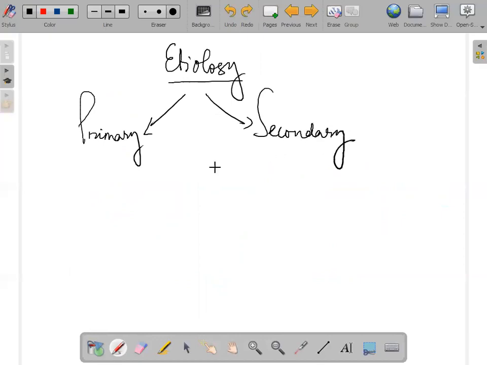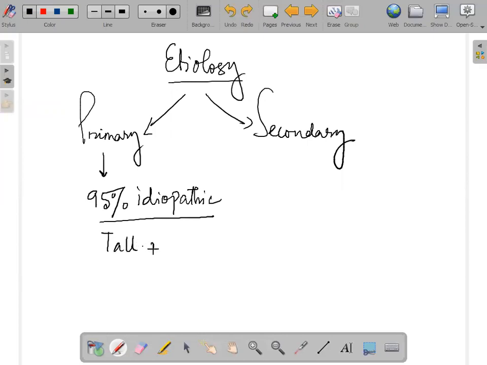Now, when you talk about a primary varicocele, 95% of the time this is idiopathic and does not have any particular bearing on what the reason for this is, but it is usually seen in tall men, no particular reasons, and they are thin. Now, when you talk about a secondary varicocele, it is usually due to a renal cell cancer, and particularly on the right side. Now, what is the story about this?